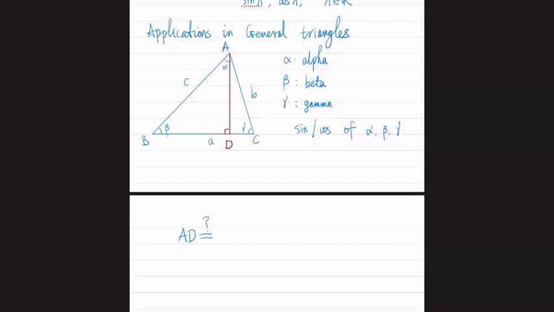Let's check. It's perpendicular to BC. So this is our condition. We will consider the right triangle A, B, D.